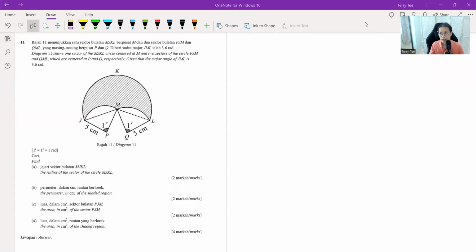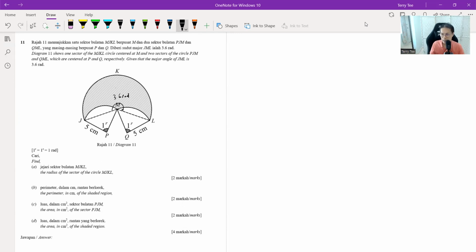Okay, question number 11 is from chapter 1, circular measure. Here we have a diagram that shows a sector of a circle. This is actually an old past year question, 1990 something, I think. The circle has center M, and this major arc here is 3.6 radian. You're supposed to find the radius of the sector of the circle MJKL.